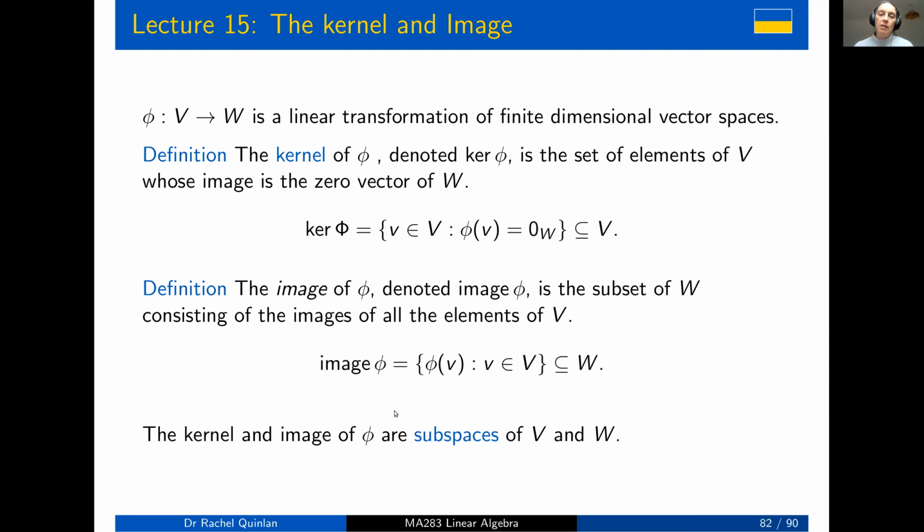So the assertion is that the kernel and image of phi are subspaces of V and W. And of course, that means that if V and W are finite dimensional vector spaces, then this kernel and image of phi have dimensions, which are respectively at most equal to the dimension of V and the dimension of W. And so we have some numbers attached to the linear transformation phi, which we can, in principle, do something with and work with.